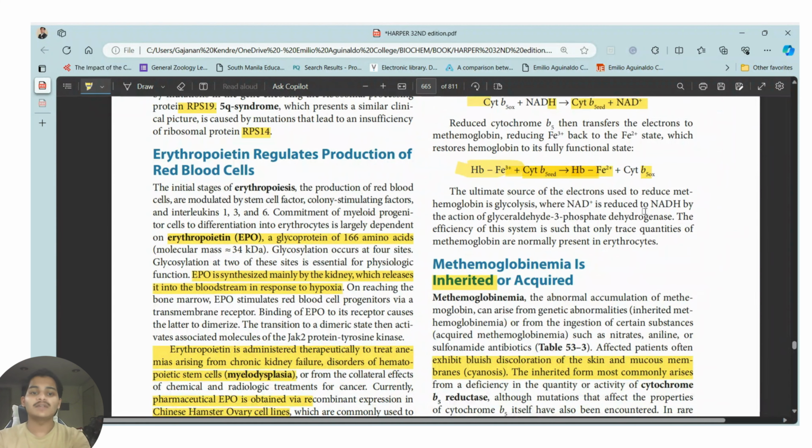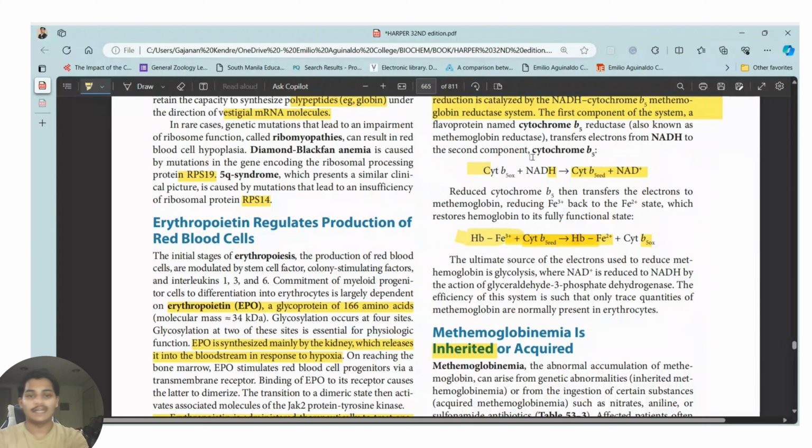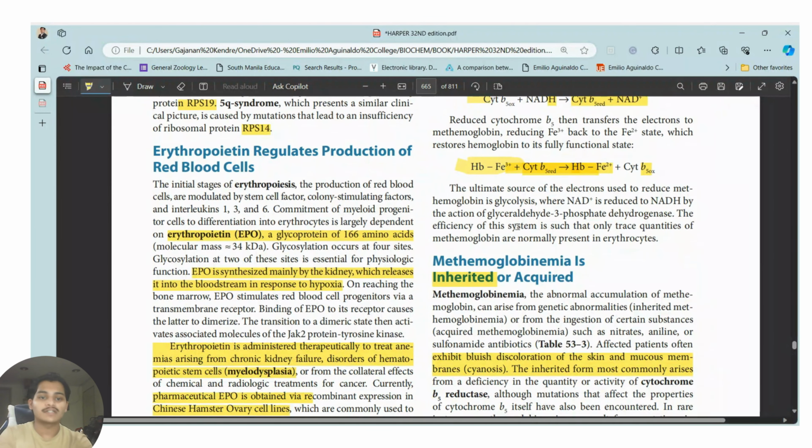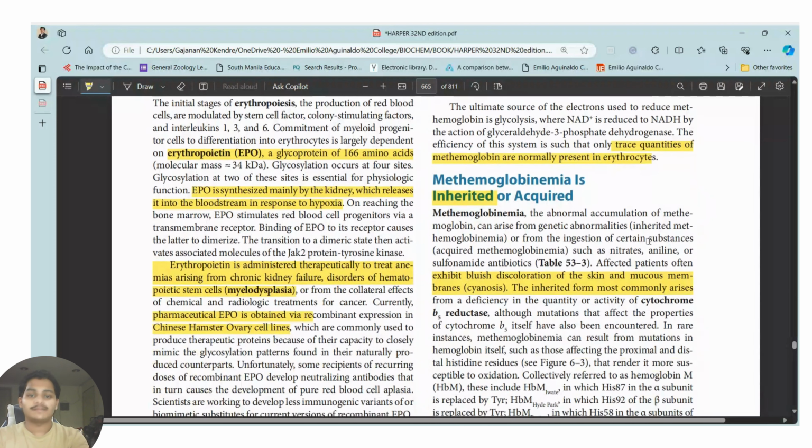The ultimate source of electrons in this reduction is NADH, which comes from glycolysis and carries electrons. The result of this system is that trace quantities of methemoglobin are normally present in the erythrocyte. Okay.